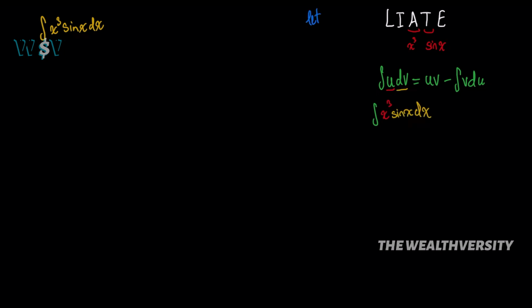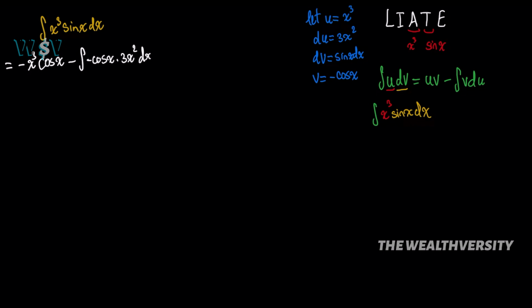Now we define them, so let u equal x cubed. So du, which is the derivative, will be 3x squared dx. dv is sine x dx, and the antiderivative of sine x is negative cos x. So now we apply the formula to get negative x cubed times cos x minus the integral of negative cos x times 3x squared. We will factor out negative 3 from the integral, so our integral becomes 3 times the integral of x squared times cos x.